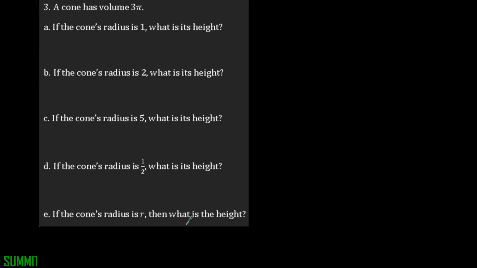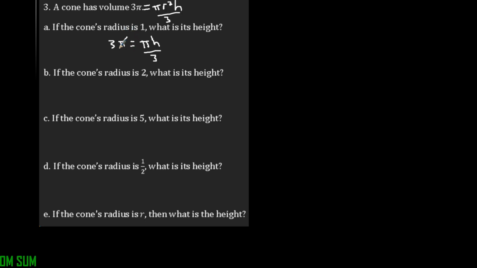Moving on to number 3, it says a cone has a volume of 3 pi. Again, remember that this is going to be set equal to pi times the radius squared times h over 3. For each of these, we're just going to have to solve for what the height is. It gives us r is 1, so we set it up like this: 3 pi equals pi times h over 3. This works out because our radius is 1, so it's almost like we're multiplying by 1 here.